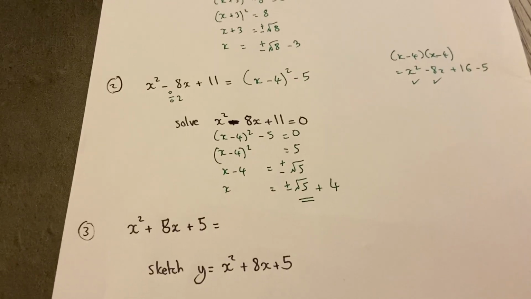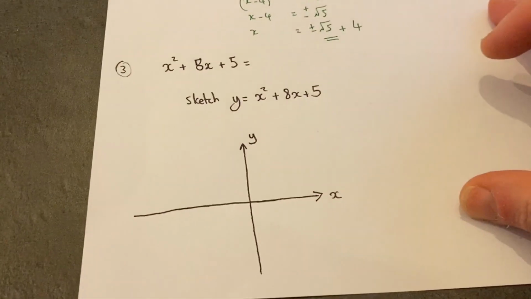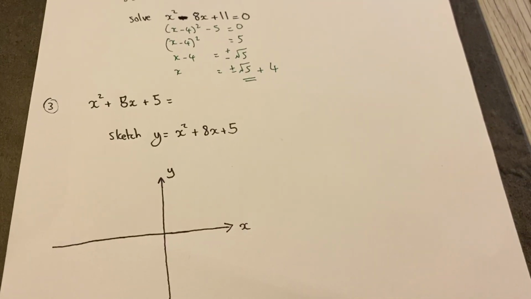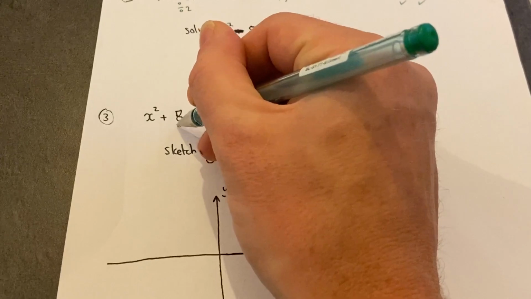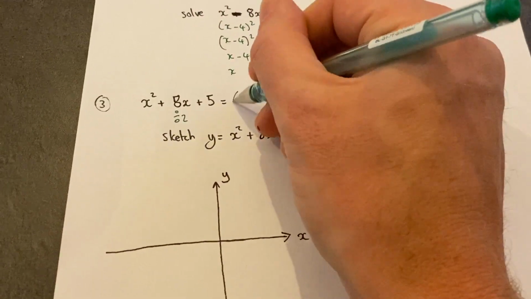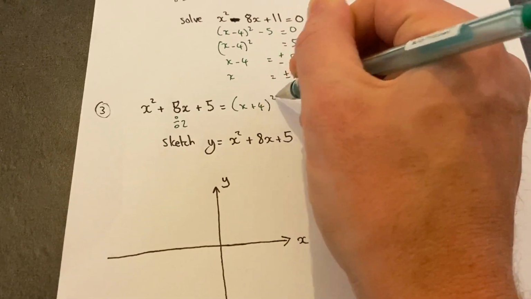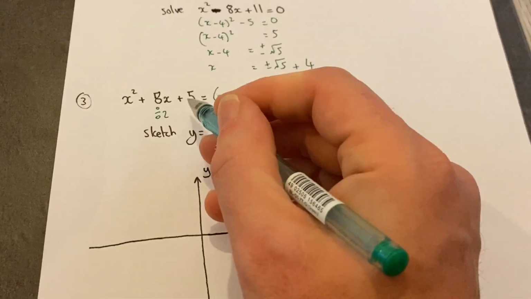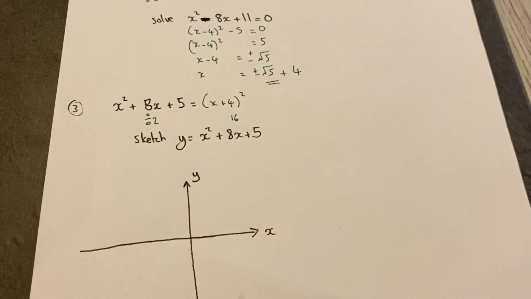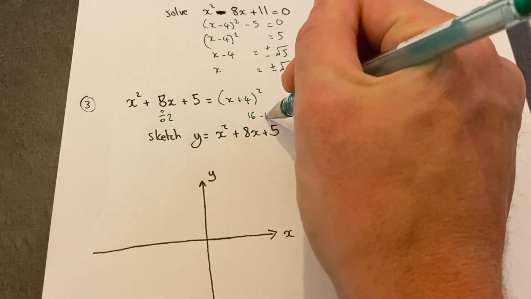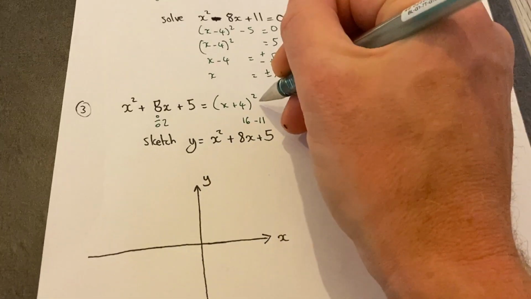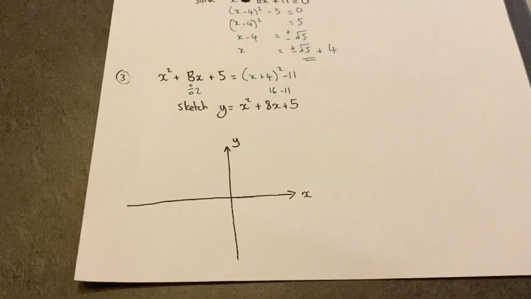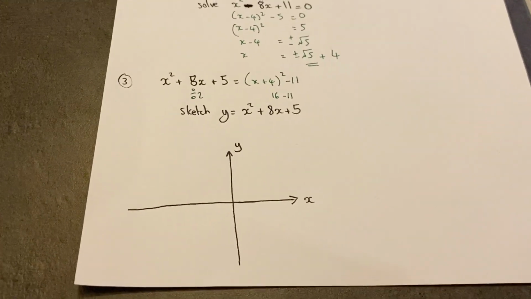Now, in the third example, I then use that method to sketch a graph. So I halve the 8 to get a 4. To be quick now, 4 squared is 16. I need a 5. 16 take away 11 is 5, so I take away 11 like so. Now, this gives me a very easy way to sketch the graph.